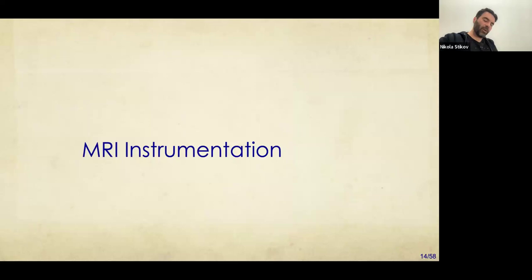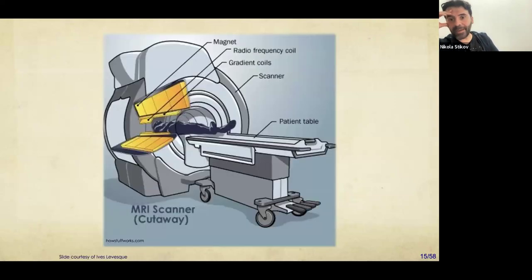All right, so let me tell you about the hardware first, and then we're going to talk a little bit about the processing and the physics behind it. As the name implies, MRI stands for magnetic resonance imaging, and the most important part is the magnetic part. The instrumentation consists of many magnets, and the three that are most important are the main magnet.